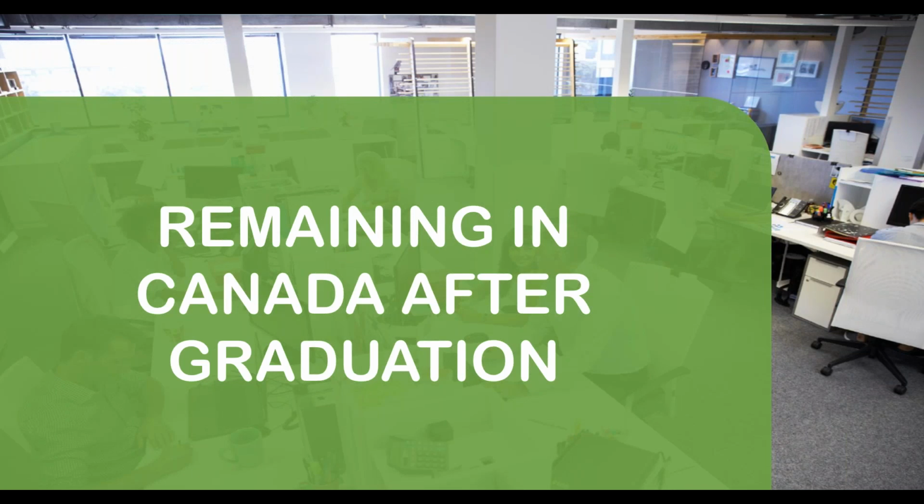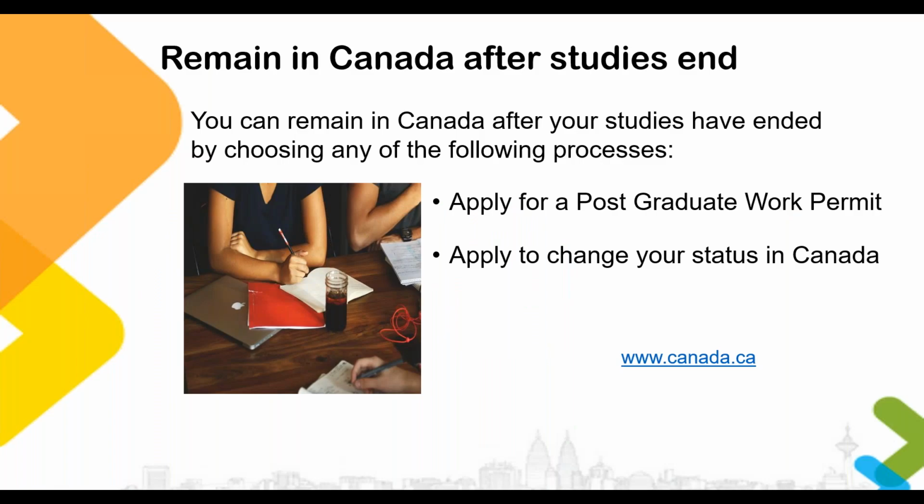Now, if you're choosing to remain in Canada, and a lot of students have done this, we know dual intent is quite normal. If you are intending to remain in Canada after graduation, there are a few things you can do as well. One of them would be to apply for a postgraduate work permit. The other would be to apply to change your status in Canada.